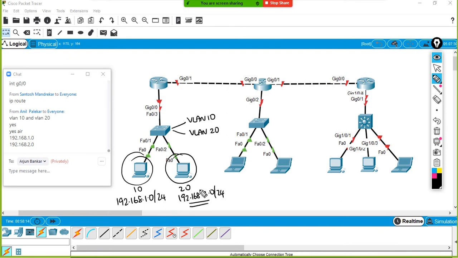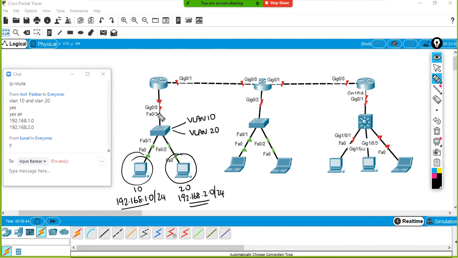Okay, let me ask everyone. Guys, do you understand what Anil is trying to do here? As per the diagram, router 1 is connected to the switch. Inside the switch he is going to configure two VLANs, VLAN number 10 and VLAN number 20. VLAN 10 is planning to use the 192.168.1 network. VLAN 20 is planning to use the 192.168.2 network. Are you okay, guys? Say yes or no, up to here.